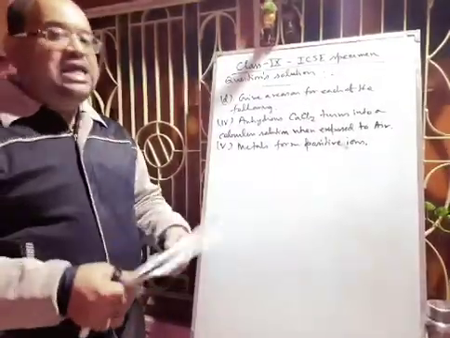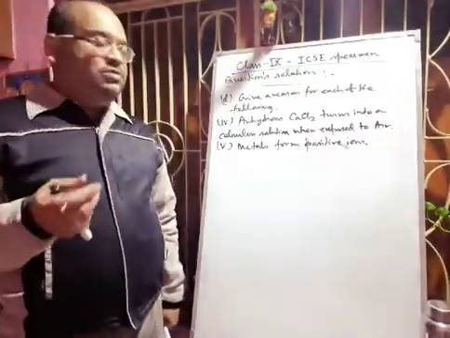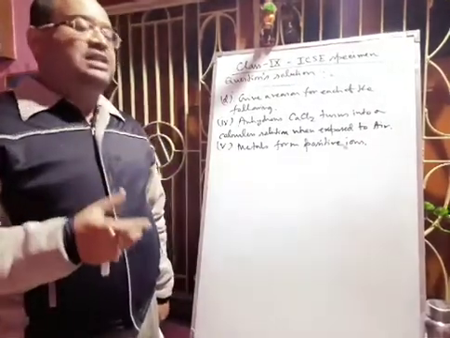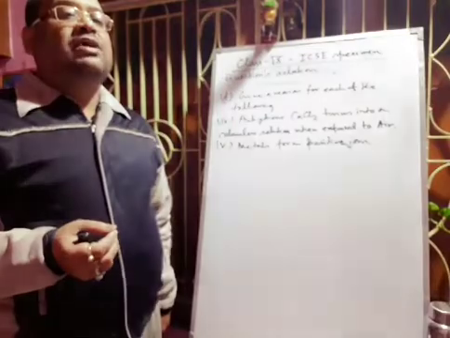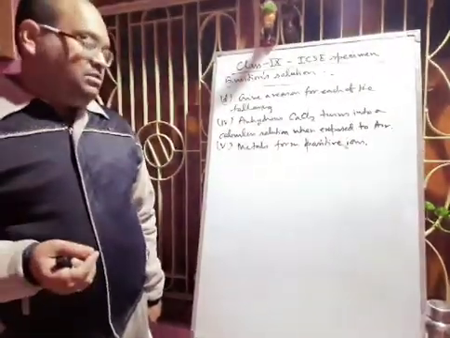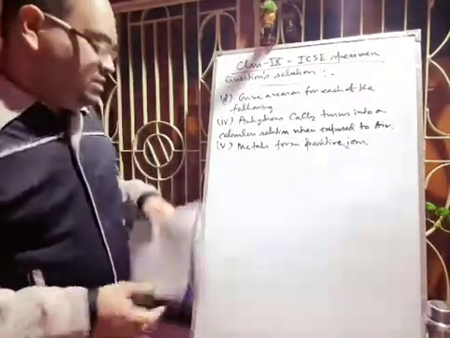Hope you can understand. Non-metals form negative ions. Suppose we think about chlorine and fluorine, whose outermost shell or valence shell contains 7 electrons. They accept 1 electron, get the nearest noble gas structure and form an anion. So non-metals form anions and metals form positive ions.